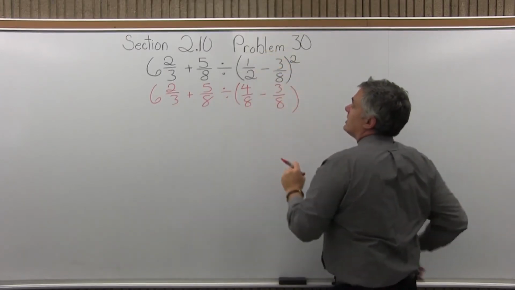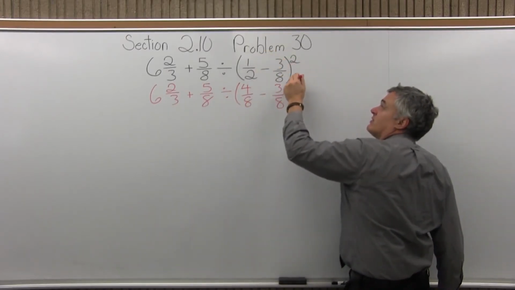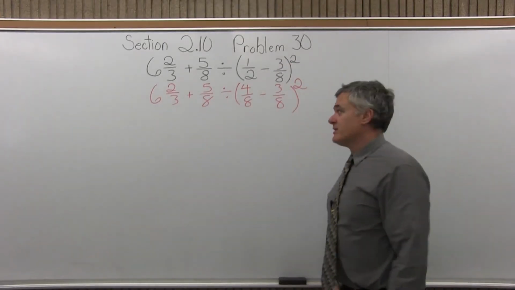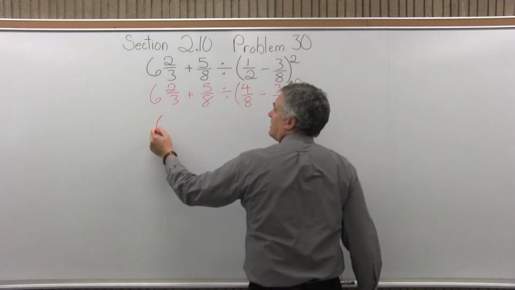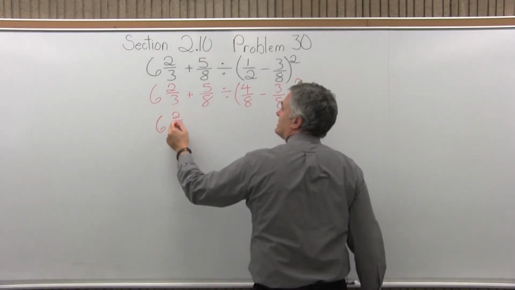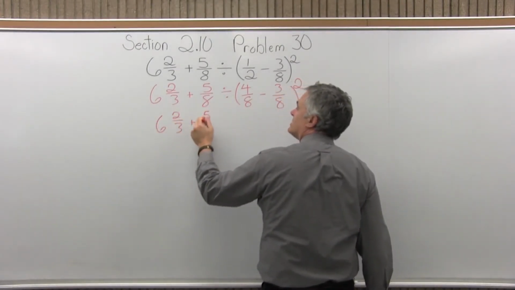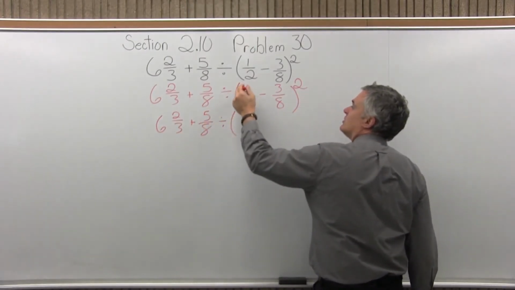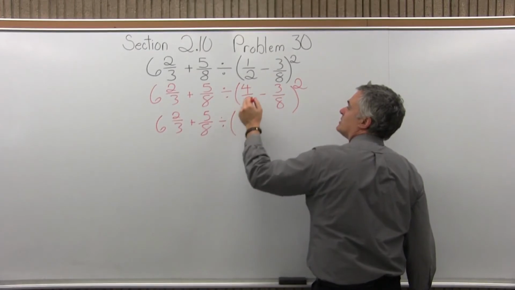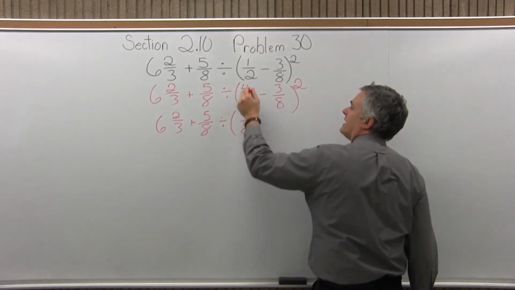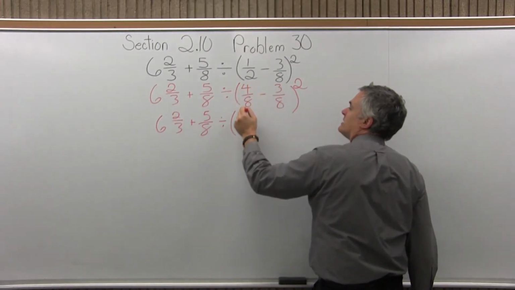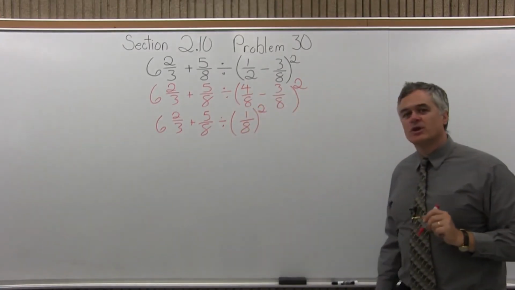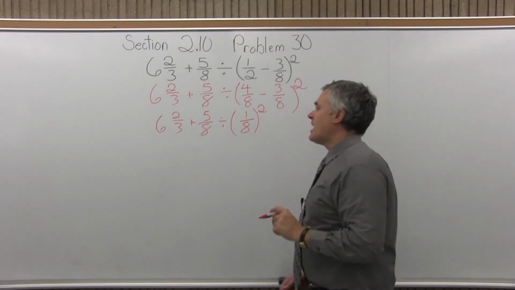Now I have a common denominator in the parentheses. Don't forget, the parentheses are raised to the second power. Now I can complete the work in parentheses. So I'll leave the 6 2/3 for another step, plus 5/8 I'll leave for another step, divided by. But now in the parentheses, 4/8 minus 3/8. So keep my common denominator of 8. Combine the numerators, 4 minus 3 is 1. And that's raised to the second power. So I have 1/8 to the second power.